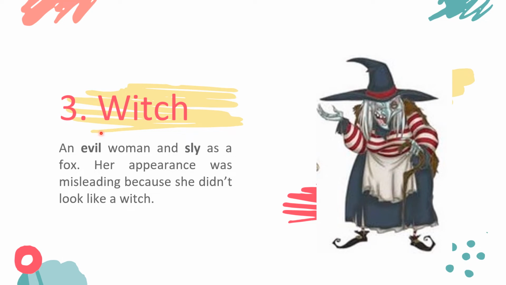Third character is the witch. Okay, the witch is an evil woman and sly as a fox. Okay, witch ni seorang perempuan yang jahat dan juga licik macam musang. Okay, her appearance was misleading because she didn't look like a witch. Okay, dan juga penampilannya ni tak macam seorang ahli sihir.